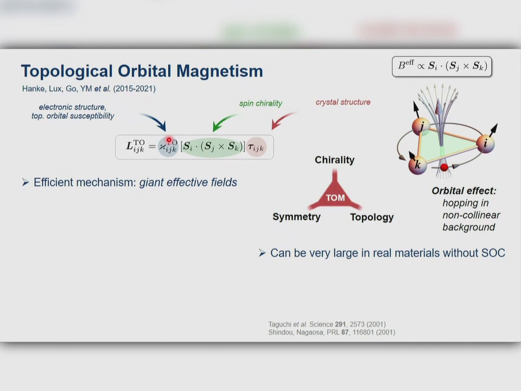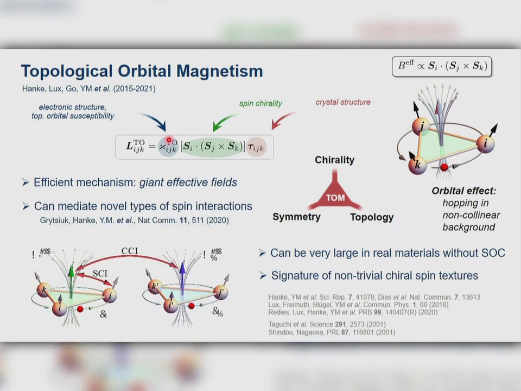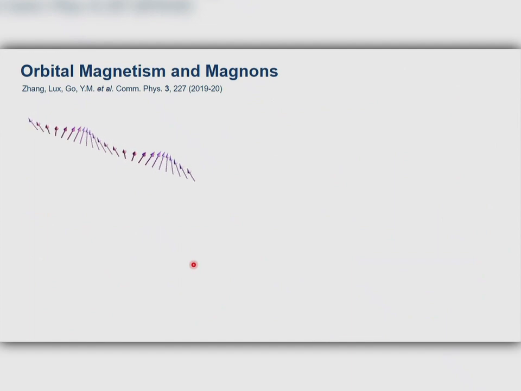It has been calculated in many materials. It is difficult to explicitly take it out of your measurements, for example, from XMCD. However, we are still working on it, but we're quite confident it is there. It can be very large, and it can mediate many things in non-collinear magnets, such as, for example, novel types of exchange interactions. Read more around in the papers on this topic.